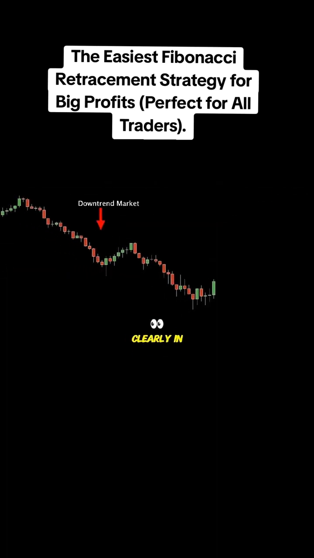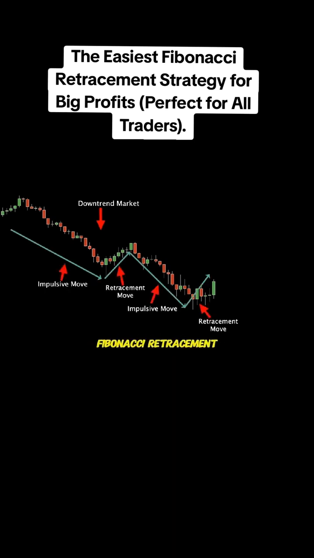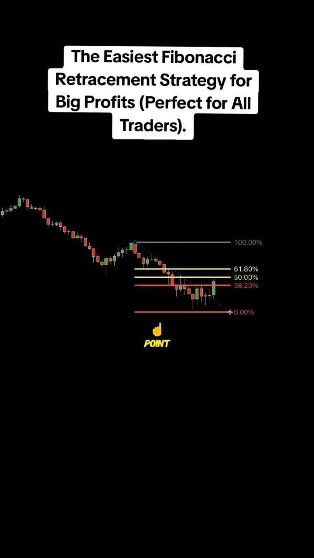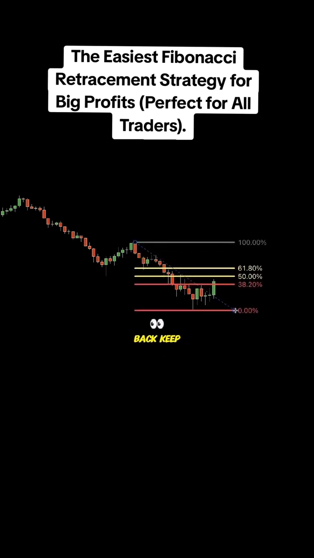Here, the market is clearly in a downtrend, shown by a strong impulsive move downward, followed by a pullback. To set up your Fibonacci retracement, draw it from the start of the impulsive move down to its lowest point. As the price pulls back, keep an eye on the area between the 50% and 61.8% levels, often referred to as the golden zone.